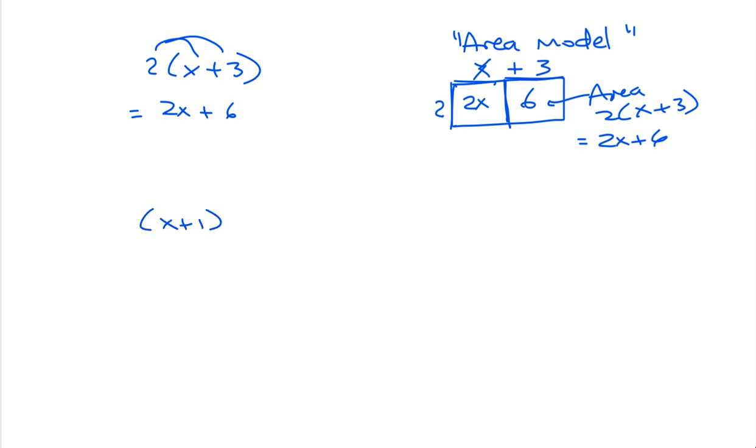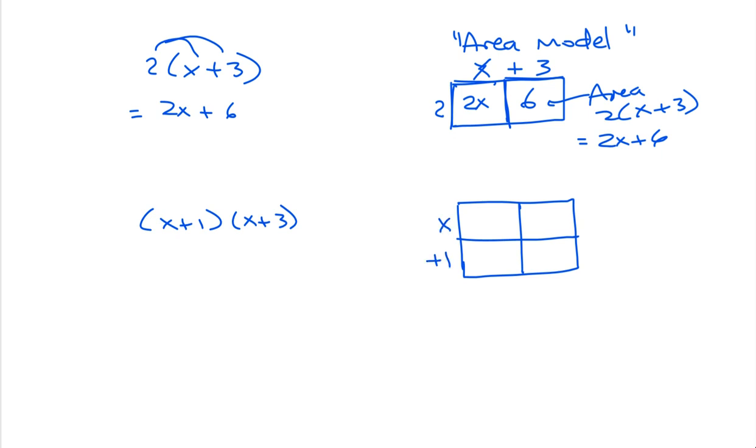Now I'll give you a different one. Let's go x plus 1 times x plus 3, and we'll use the area model. Because each of these brackets has 2 terms in it, my rectangle is going to be 2 terms by 2 terms, like this. Here I have my x plus 1, and here I have my x plus 3. Now I'm going to fill in the parts, and my area is what you get when you multiply the length times the width. So first rectangle, x times x is x squared. Second rectangle, 3 times x is 3x.